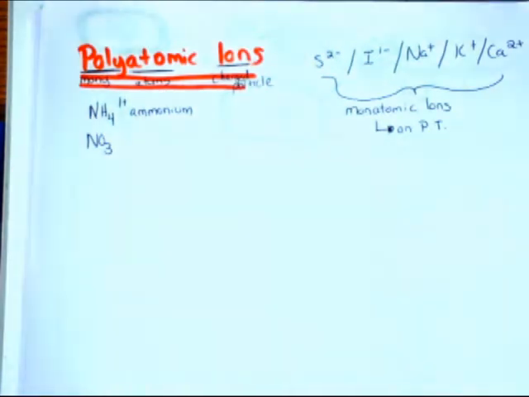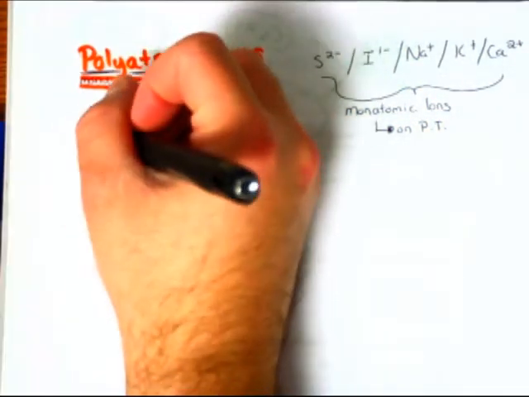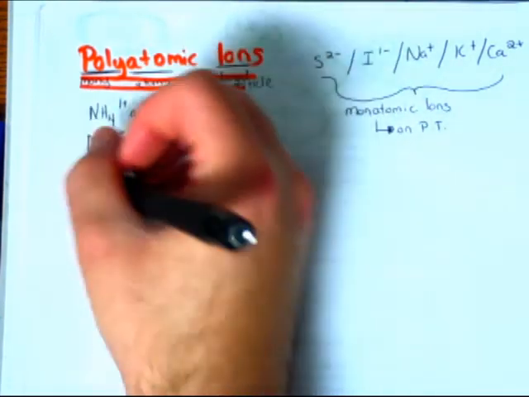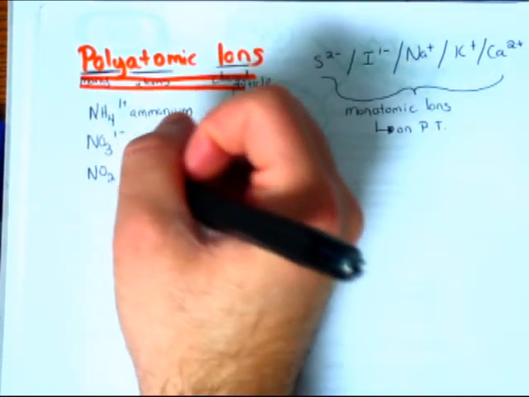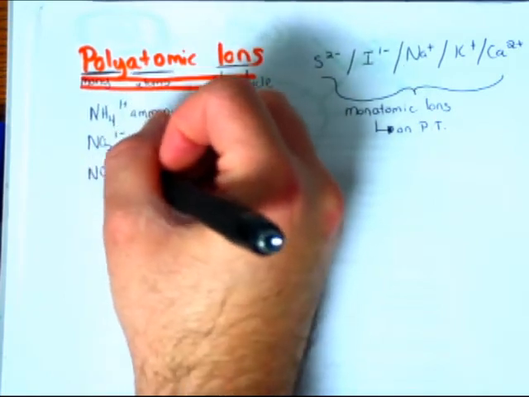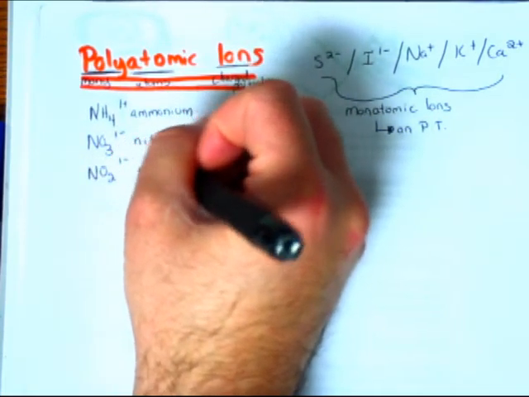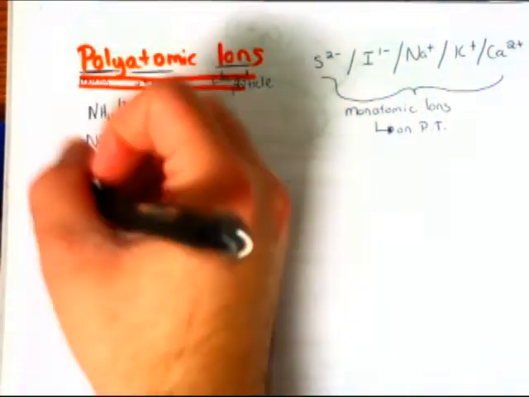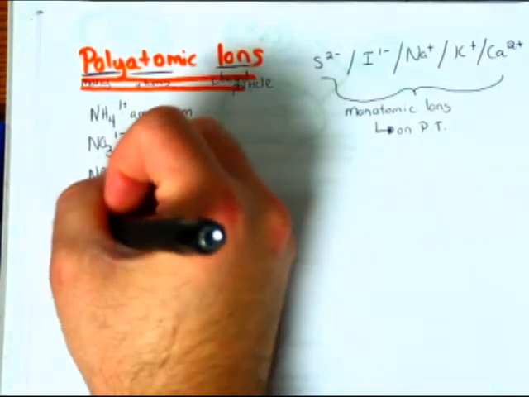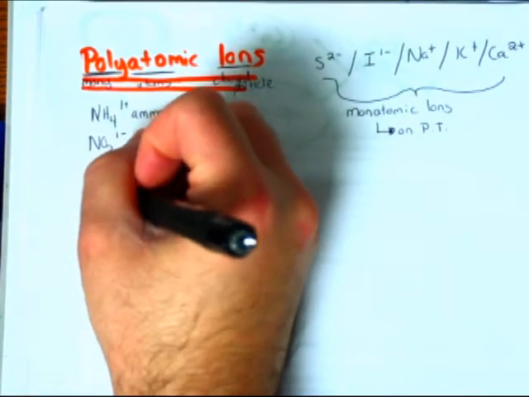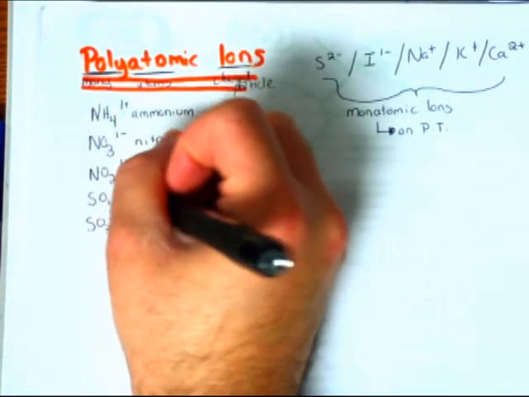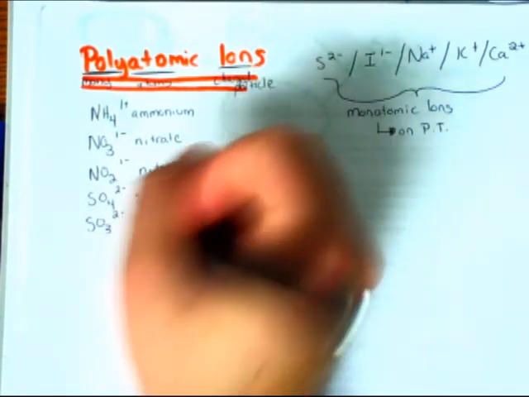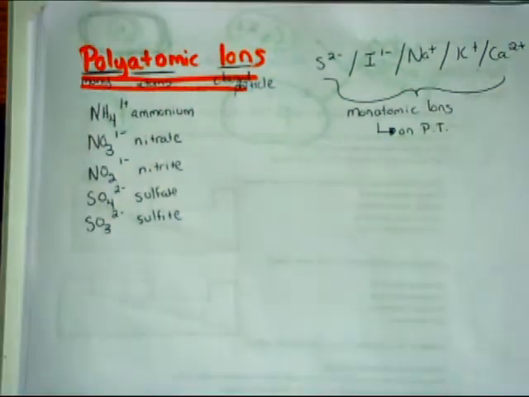You have to know these next two. NO3, how many atoms do you see there? 4. NO3 has a 1- charge. It's called nitrate. It has a very close relative, NO2, with a 1- charge. That's called nitrite. There's SO4 and SO3, both with a 2- charge. Sulfate and sulfite. Those are very common polyatomic ions.